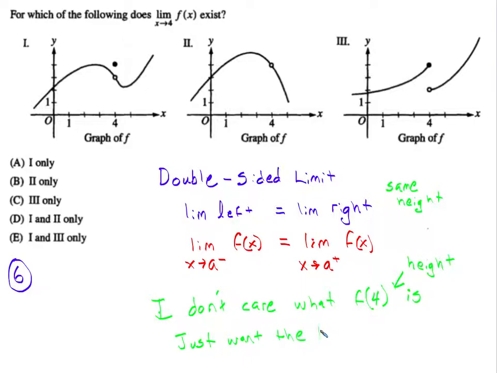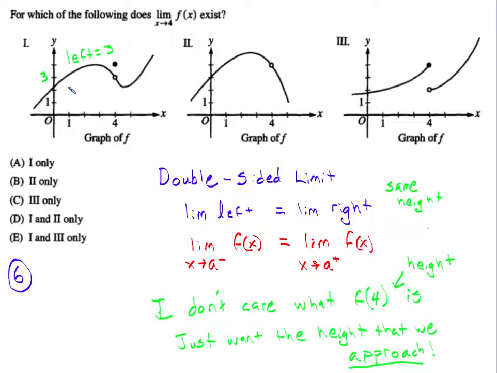I just want the height that we approach. Keyword here being approach. I can spell approach. Here we go. Approach. So I don't care what's happening exactly at 4, but what happens when I approach? So the left here, this is really the limit from the left, gets closer and closer to the value of 3. So the left equals 3 here.